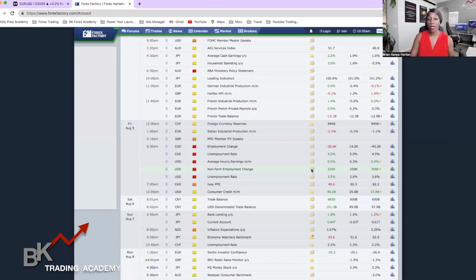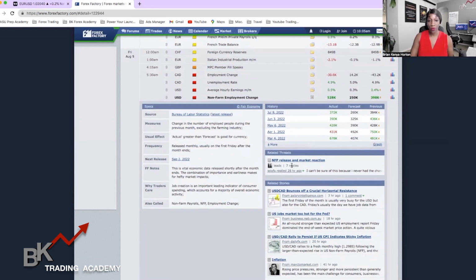So when you open up this report, you're going to read the details of it, and you simply are going to click here, and if we scroll here, you'll see exactly what it says. So you see where it says actual, forecast, and previous. You can see all the previous projections or the numbers that actually came out for those previous months and how the U.S. economy has been performing overall in terms of jobs.